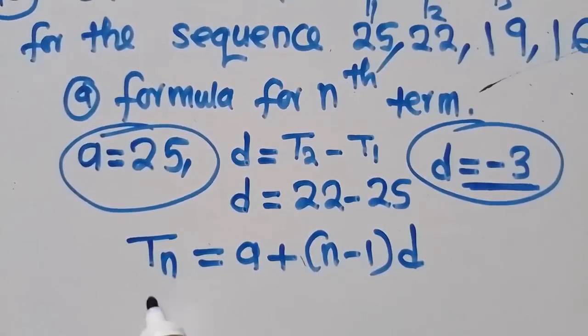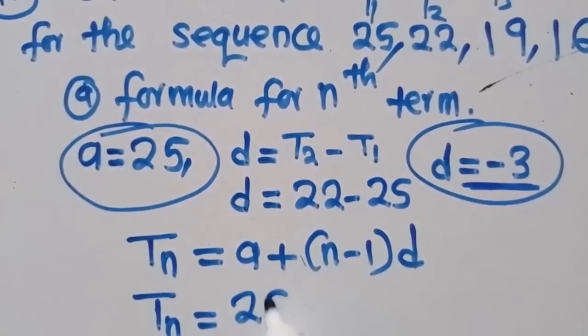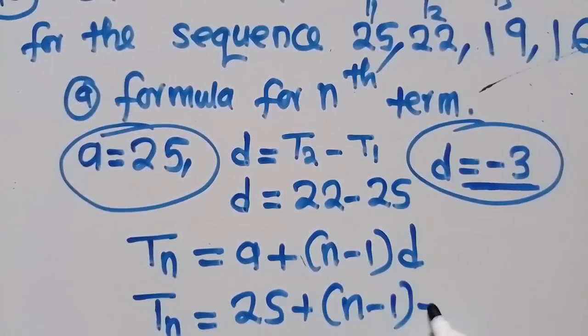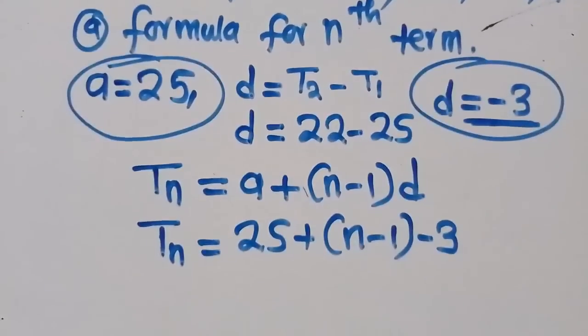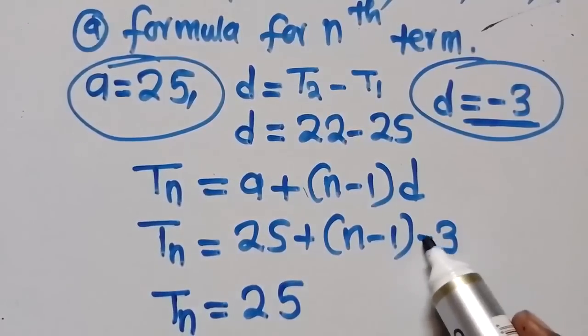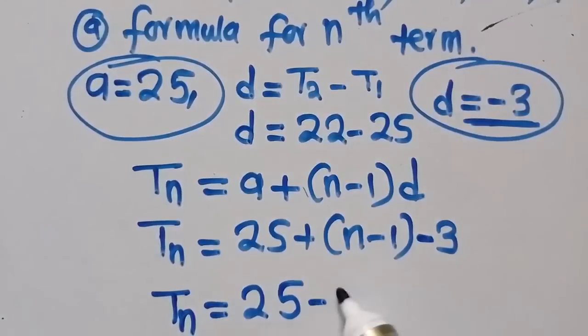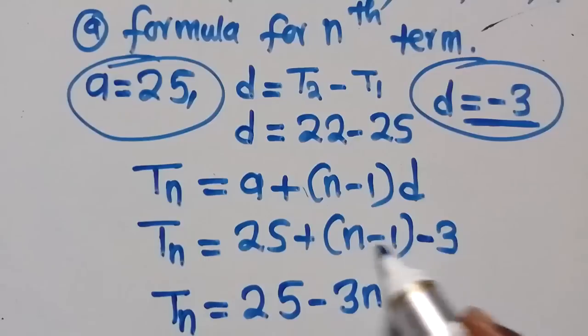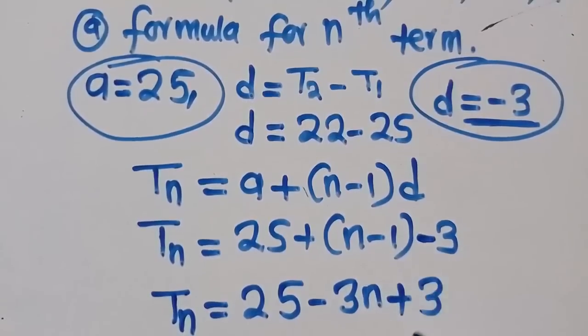So you substitute now. What is your first term? Your first term is 25 plus n minus 1, common difference negative 3. So you say Tn is equal to 25. What is negative 3 times n? It is minus 3n. What is negative 3 times negative 1? It's positive 3.